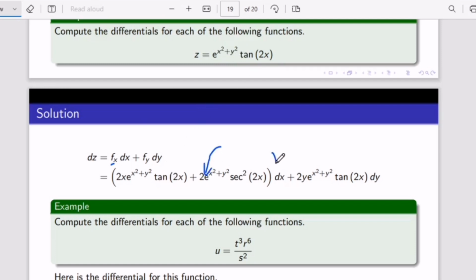Then you introduce your what? The dx. Then you find it with respect to y. This is it, and you introduce your what? Your dy. As simple as that. So this is how we do it. It's very simple as that.